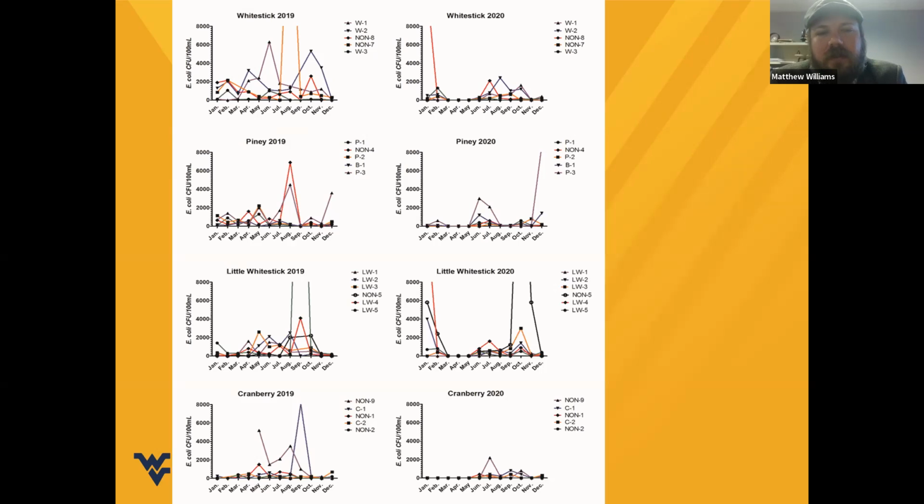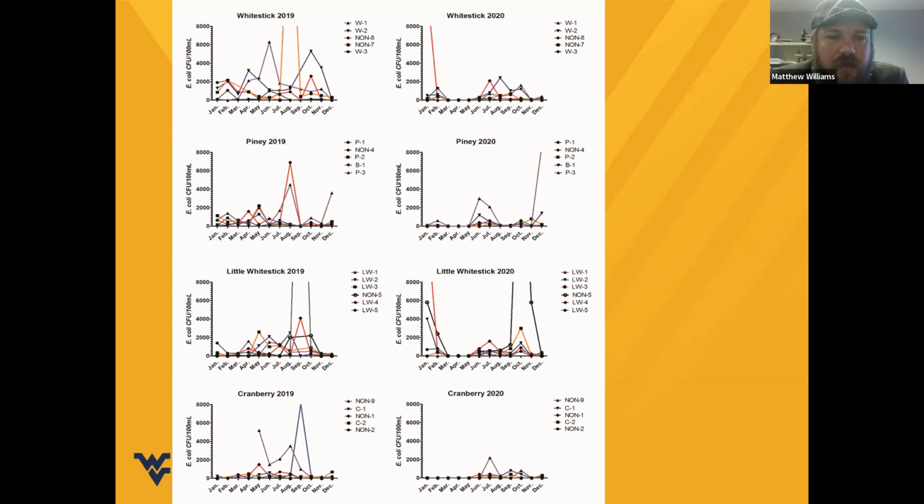But again, we track all this for each of those parameters I mentioned earlier, but ultimately it's helped to give us some insight into what's happening in our watershed and the different subwatersheds, so we can analyze the data, organize it into different subwatersheds. So here we have a subwatershed known as White Stick Creek. Then we have our actual Piney Creek sites. Little White Stick, that's another subwatershed of Piney Creek, and then Cranberry.